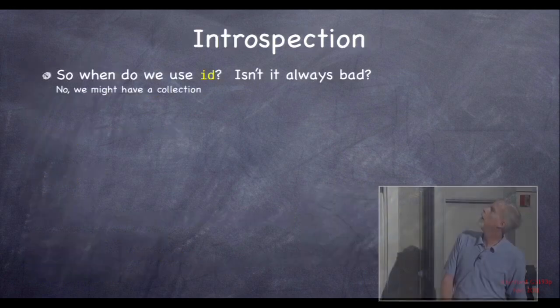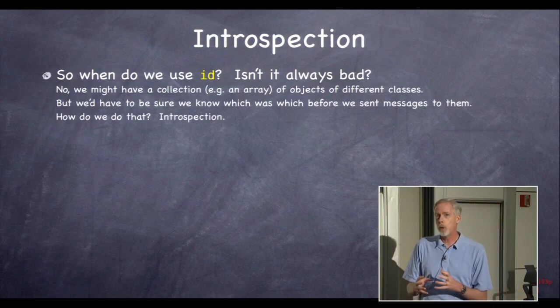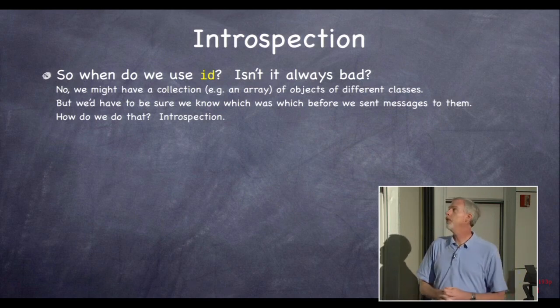Let's see, what do we got here? Introspection. So we got this id. It's dangerous. It can crash our program. What are we going to do? We're going to use introspection.